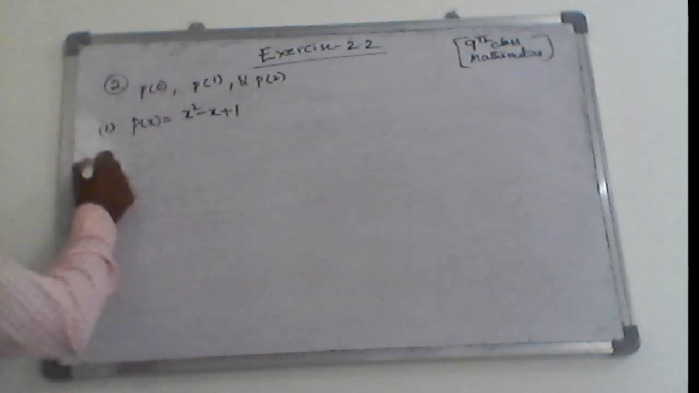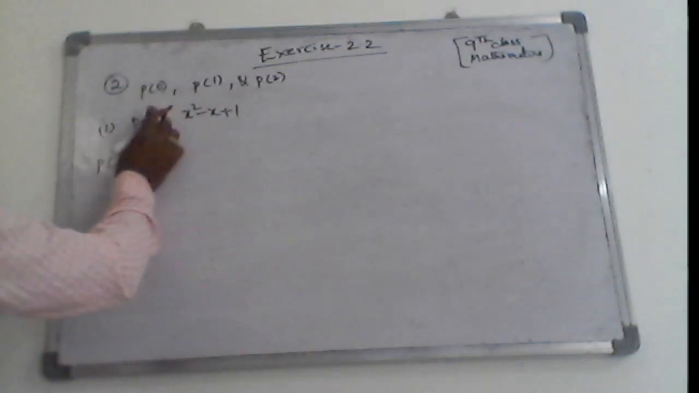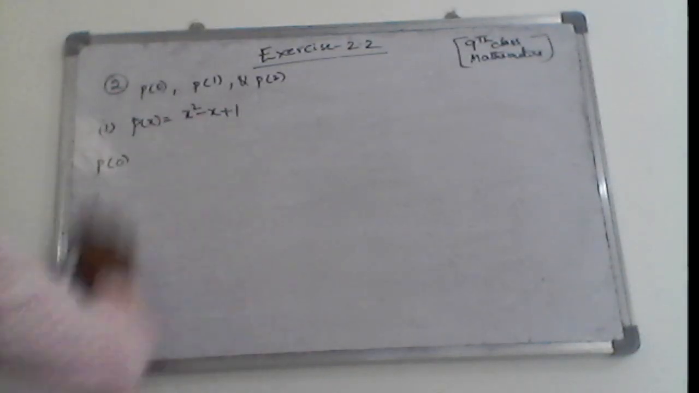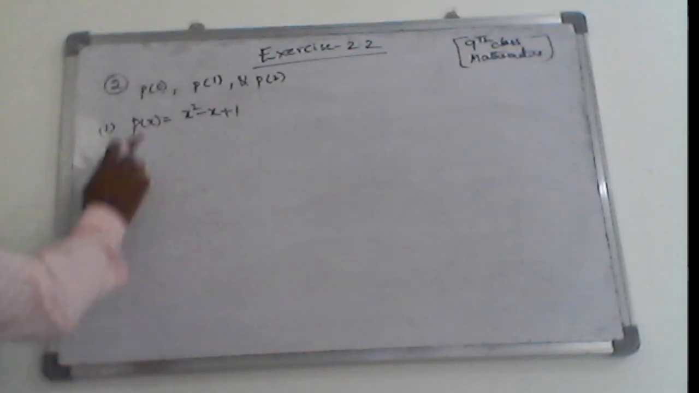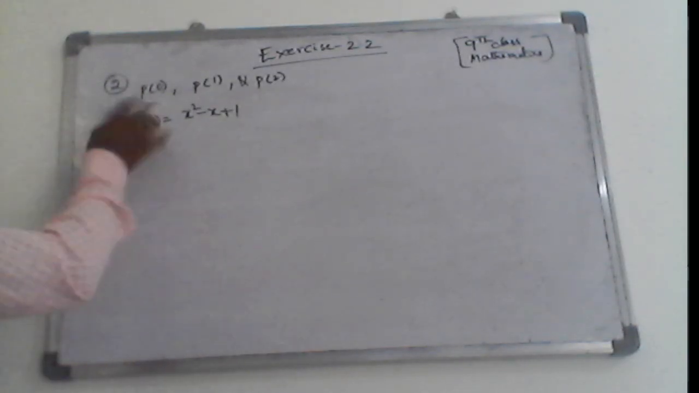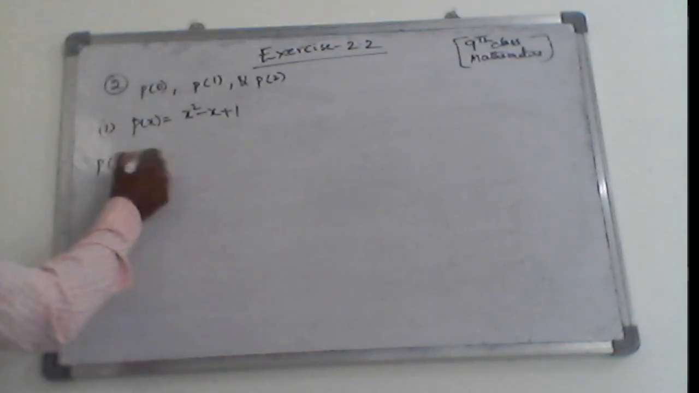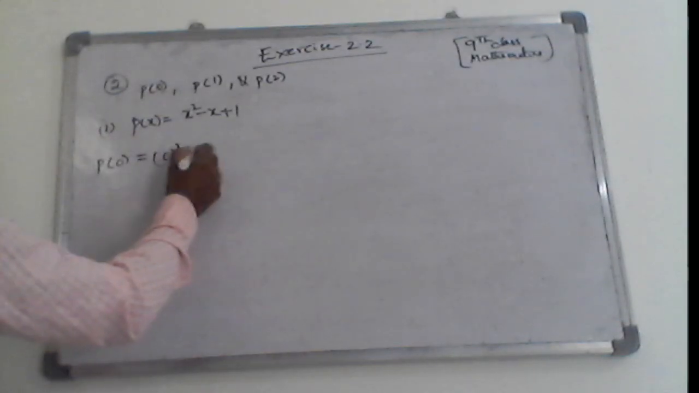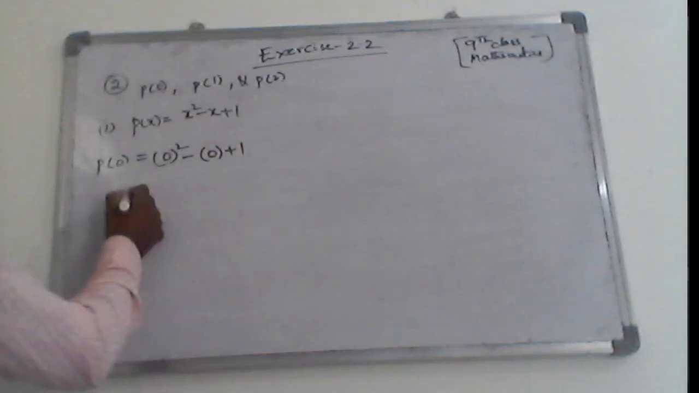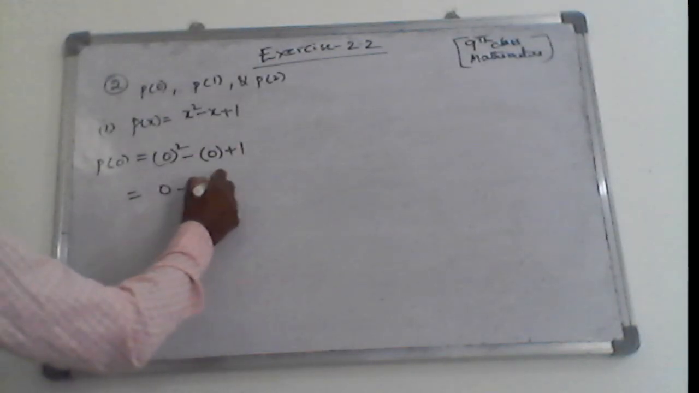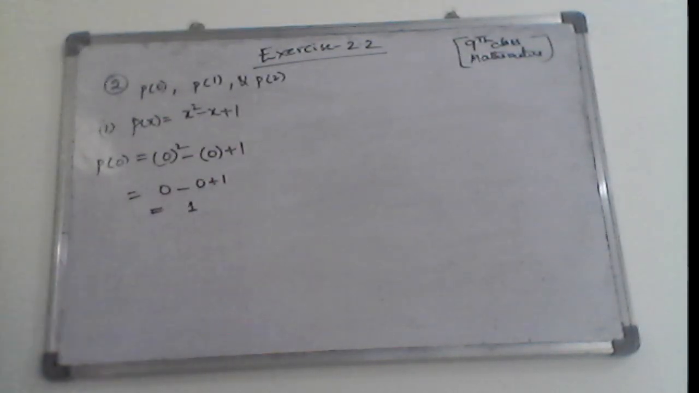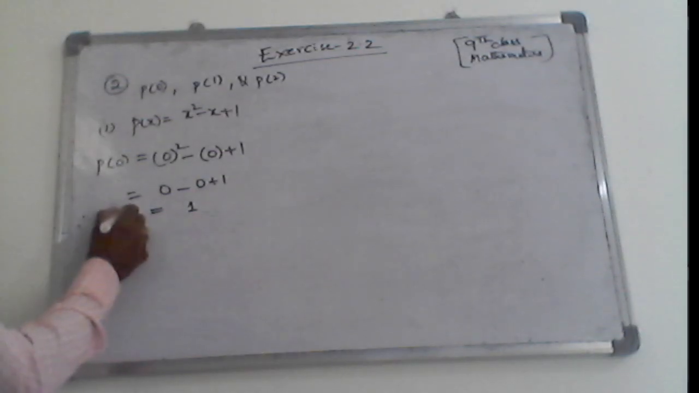Substitute these values, P of 0. P of x equal to this total equation in terms of x only. But here P of 0 means that we can write the total equation in terms of zeros only. So P of 0 equal to 0 square minus 0 plus 1. So 0 minus 0 plus 1 equal to 1. So therefore P of 0 equal to 1.